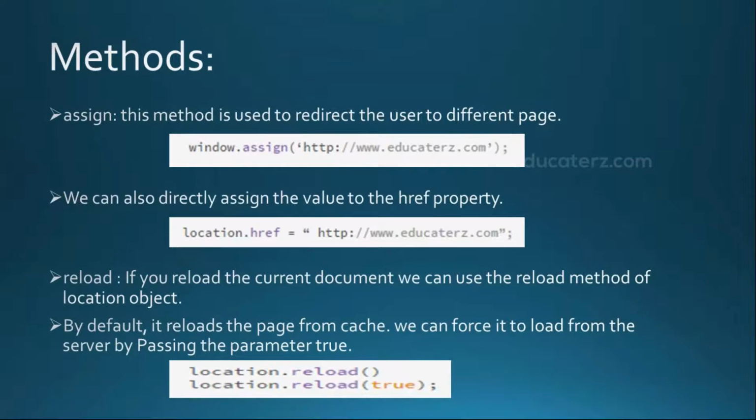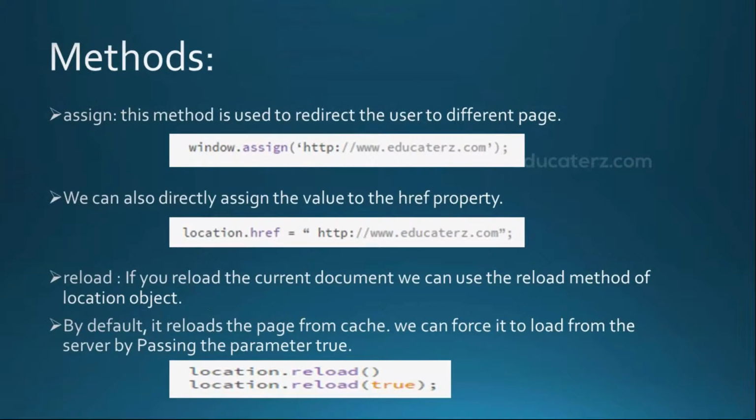Apart from this assign method, we can also directly assign the value to the href property. The assign method can be used to redirect, but apart from that, we can also use the property href to which you can directly assign the value. Once you assign the value, if it doesn't match the current existing URL, it will redirect the user to the next page. Reload method: if you want to reload the current document, we can use the reload method of the location object.